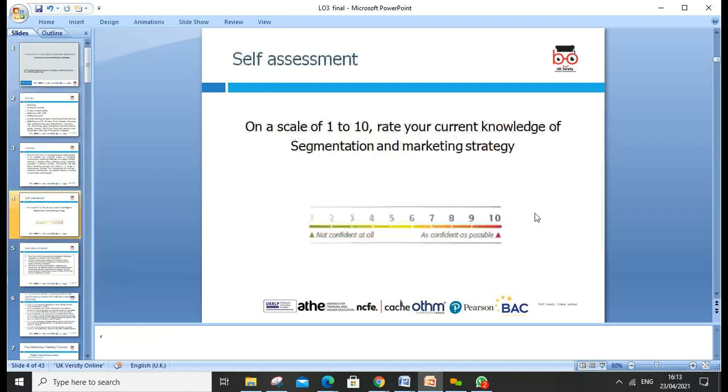So for today's lesson, before starting, it's always good to reflect on your knowledge about segmentation and marketing strategy. On a scale of 1 to 10, how do you rate yourself? What do you think? Anyone else, please? It's always good to reflect at the start, and at the end of the unit and the end of the lesson as well.